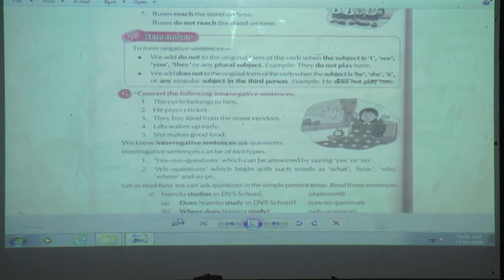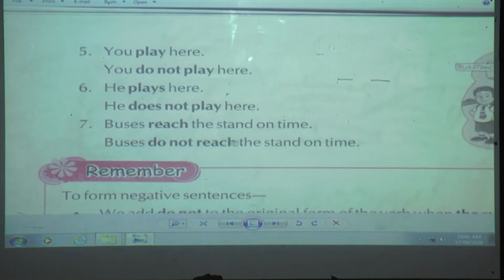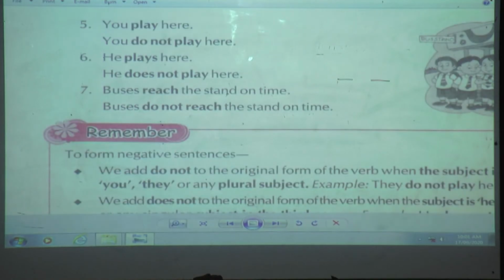Turn your page. Okay, can you see here, students? Yes. What is the 5th example? You play here. If you can see, what is the subject over here? Yes, you. Okay, so we are going to use do not. So we add do not to the original form of the verb when the subject is I, we, you, they, or any plural subject.